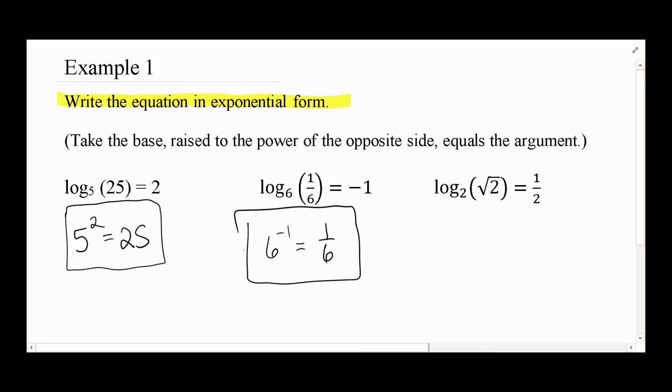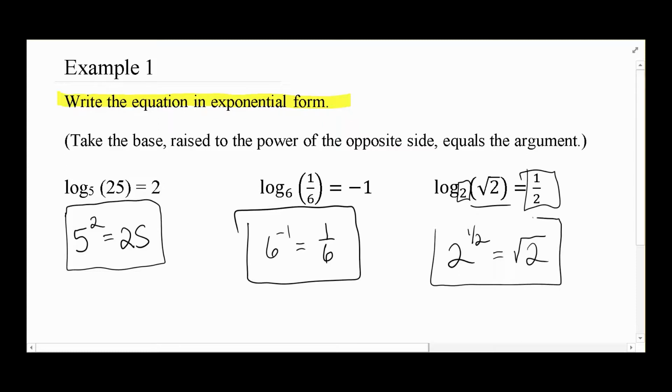Now to wrap this up, the last one, we take the base. The base is 2. We raise it to the power of the opposite side, which is 1/2. And that should be equal to the argument, which in this case is √2. And once again, we can say, is 2 to the 1/2 power really the square root of 2? And yes, that's the definition of the 1/2 power. So that does work out.